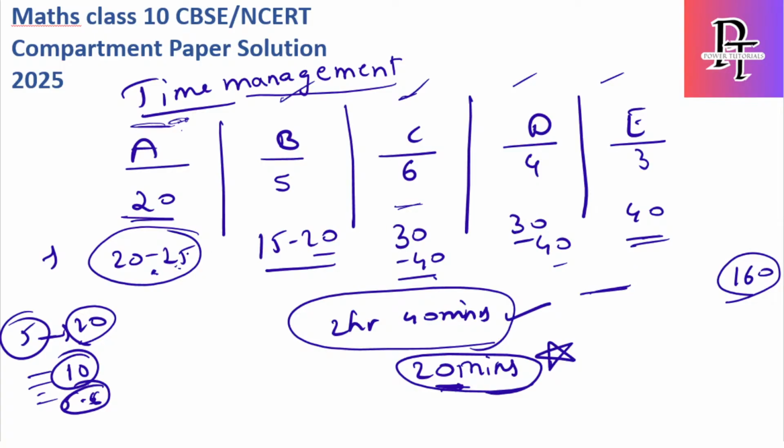If you maintain these timings, you should be able to solve the entire paper by 2 hours 40 minutes, so that you have a buffer of 20 minutes for rechecking. Due to exam pressure or time pressure, there might be cases where you go wrong at some part, so it is better to cross check your answers. If it is a proof type of question, no need to cross check, but for normal multiplication or addition type questions, make sure to cross check your answers once again.